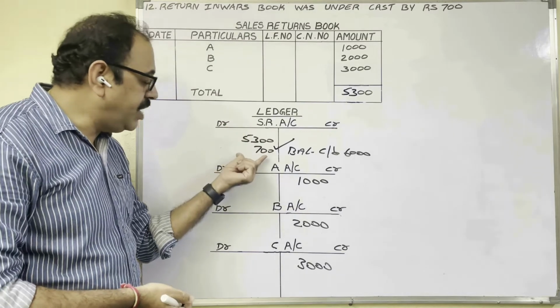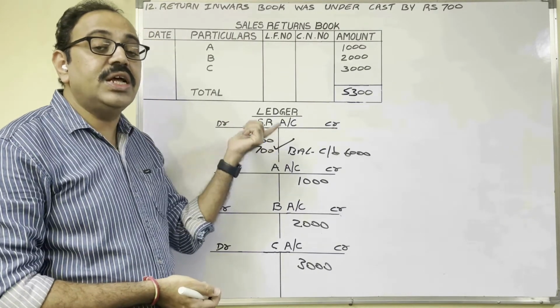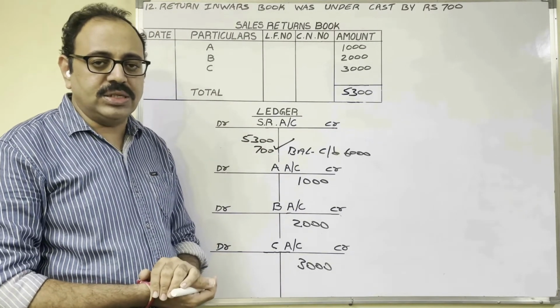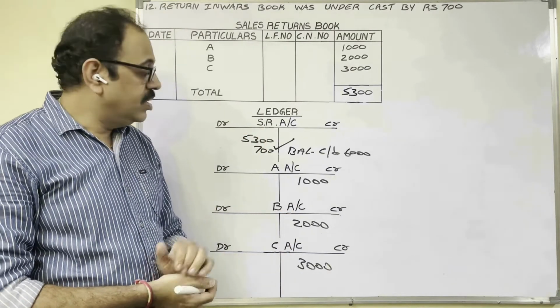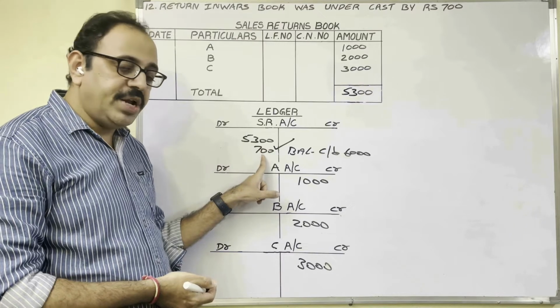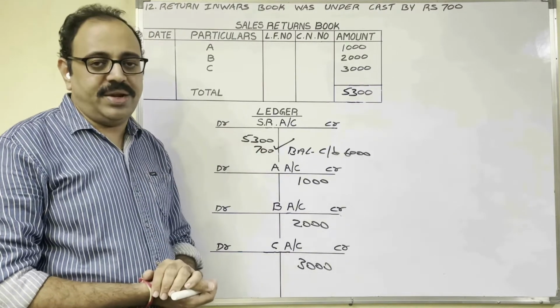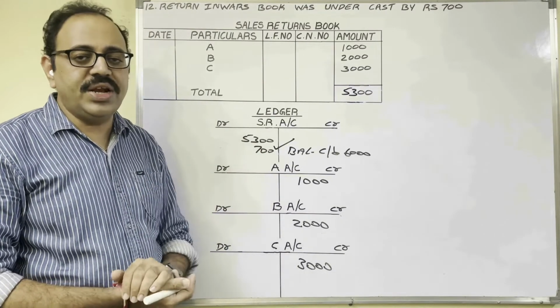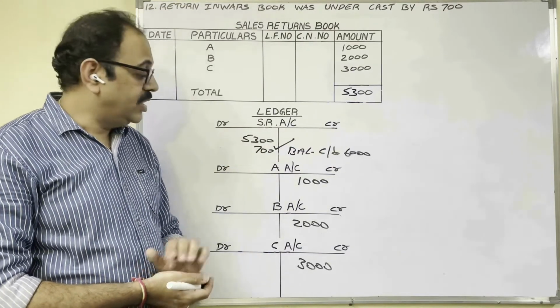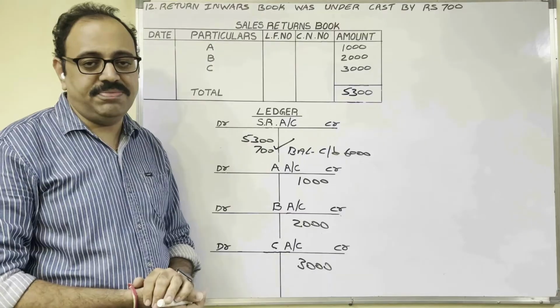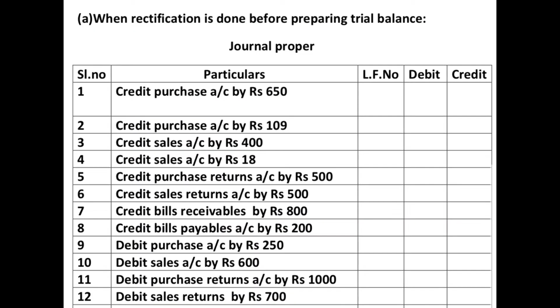If this rectification of error entry is written after preparing trial balance, then by using suspense account we should frame the journal entry. Sales returns account should be debited, suspense account should be credited. Then the rectification of error entry will be sales returns account debtor to suspense account, amount 700.